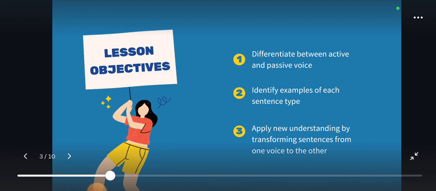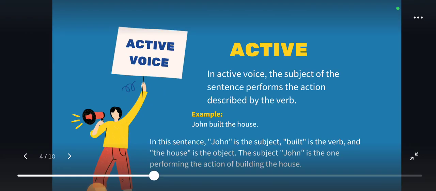So today you will learn the difference between active voice and passive voice sentences, and you will know through the examples, okay, and you will identify the structure through different examples. And then you will hopefully understand how to transform active voice sentences into passive voice sentences. So these are the main objectives, and today you will know how you can change active voice sentences into passive voice.